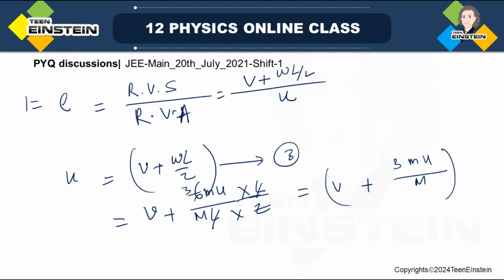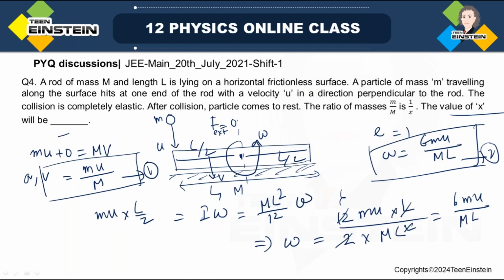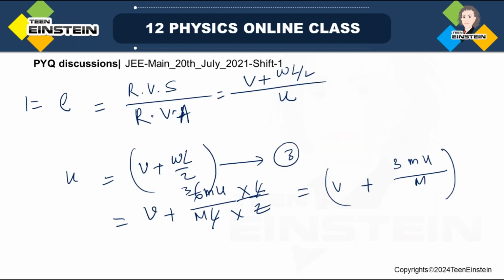Then we can compare actually, okay. So this is u. Now look what we get from here. If we put the value of v, V is actually mu by capital M. Let us put this value of V from equation number 1. So there is mu by capital M, and this is 3mu by capital M, which is actually 4 small m u by capital M. So this is equal to u.